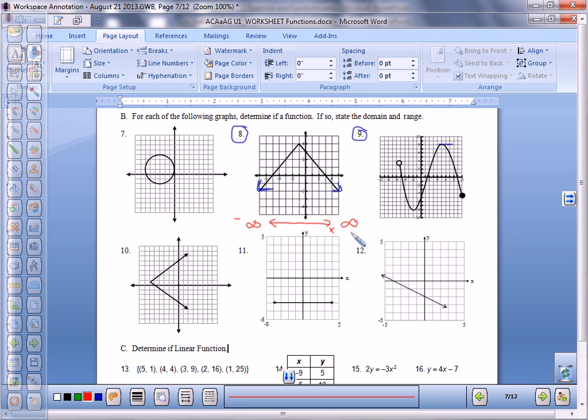So the least value is negative infinity. Now, can we actually get to negative infinity? No, it's not a number. We can't get there. It's an idea. It's a concept. So since we can't get there, can we ever include it? No. So with infinity, we're always going to use the parentheses. And this one goes right forever, so that would go to positive infinity. Does that make sense?